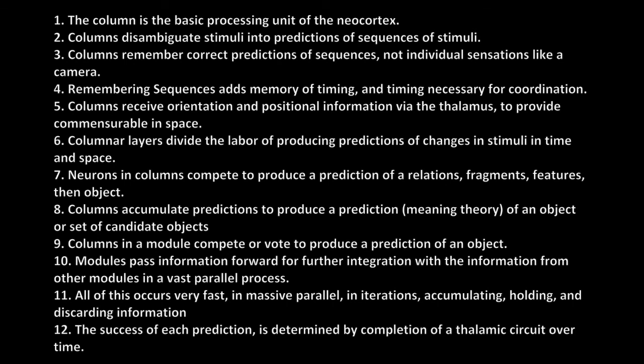Columns in a module compete or vote to produce a prediction of an object. Modules pass information forward for further integration with information from other modules in a vast parallel process. All of this occurs very fast, again in parallel, in iterations, accumulating, holding, and discarding information that is coherent with each other. The success of each prediction is determined by completion of a thalamic circuit over time. In other words, that's what reinforces it.